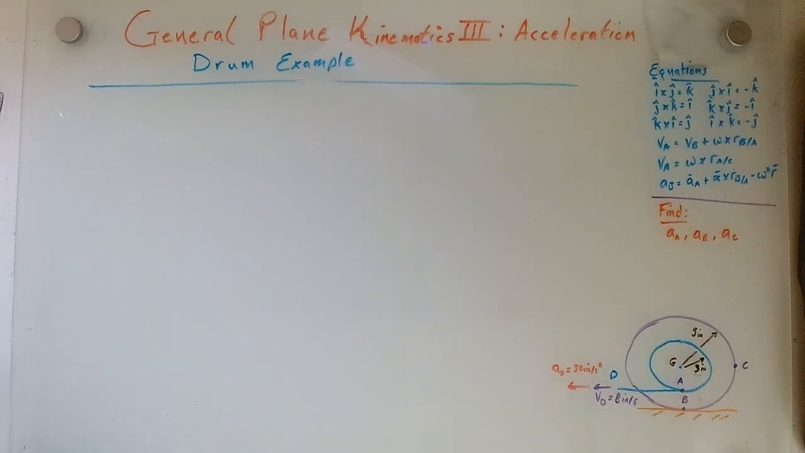And in this problem we have a two-stage drum. We've seen this before. Same drum. And in this particular case, the drum is rolling along the surface, not sliding, and the cord is being pulled at a velocity of 8 inches per second at an acceleration of 30 inches per second squared, and we are asked to find the accelerations at points A, B, and C. And so let's get to it.